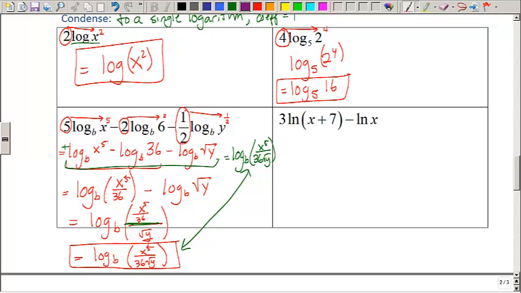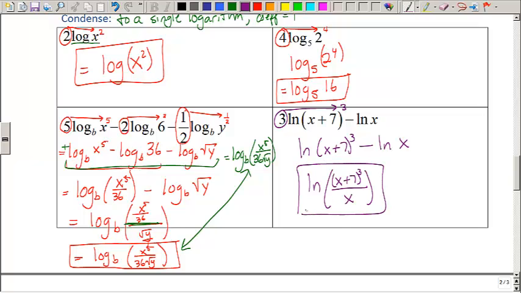Looking at our last problem here, I'm still trying to condense to a single logarithm with a coefficient of 1. So that means all my coefficients need to move up into the exponent. So we have ln of x plus 7 cubed minus ln of x. Notice where bases are the same, so we can proceed. Because this is a minus, I know I have a quotient rule, which means I have x plus 7 cubed in the numerator because it's positive. In the denominator, I have x. This is my final answer.